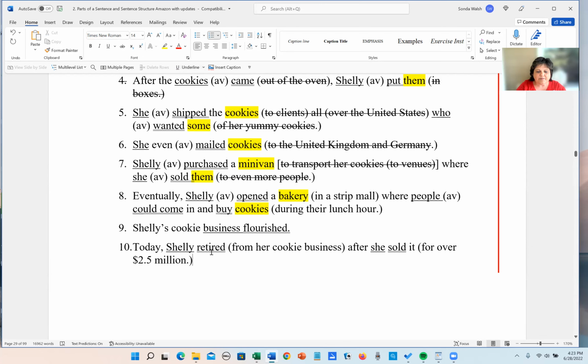And we need to identify types of verb. Retired is an action verb and sold is an action verb. Okay, so we have 2 action verbs. The next thing we need to do is identify our prepositional phrases. So Shelley retired from her cookie business is a prepositional phrase. So we will not find a direct object there. So we don't have a direct object in that part of the sentence. So she sold, all right, she sold what? She sold who? It is referring to the business. So that is our direct object. And that is all for that one.